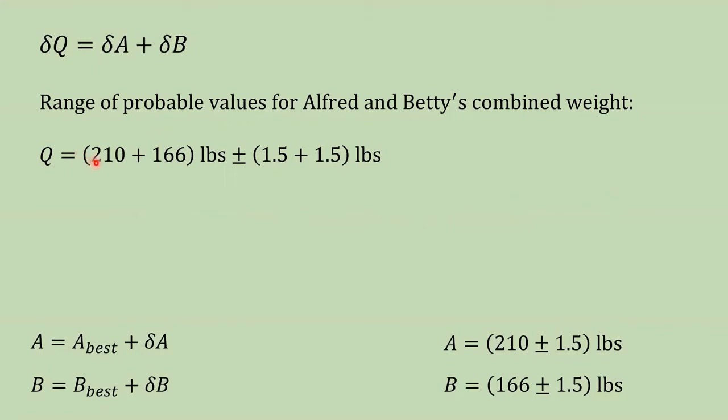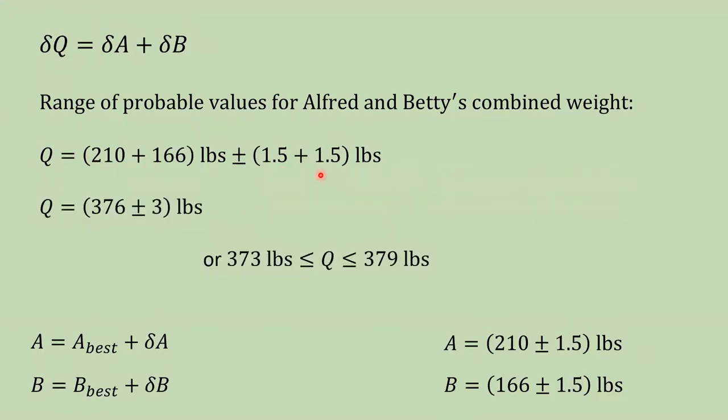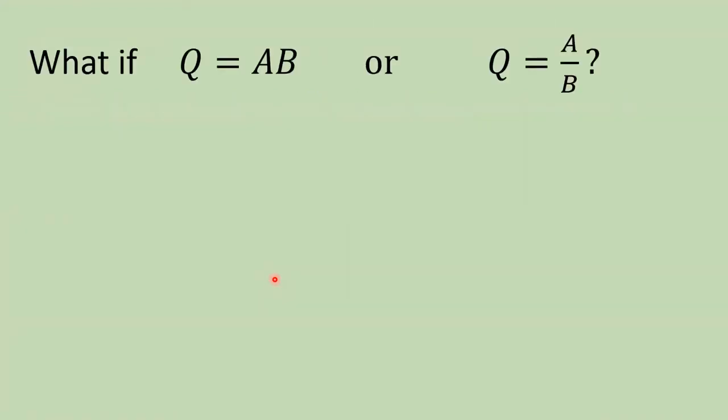Okay, so my best estimate for their combined weight, I just add the two best estimates for their individual weights, and then we add the two absolute uncertainties, and we get this statement. Their total weight is likely 376 pounds plus or minus 3 pounds. And then, of course, you could write it that way if you prefer. But let's move on to the more practical case.